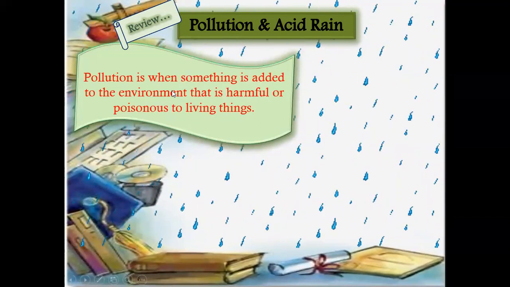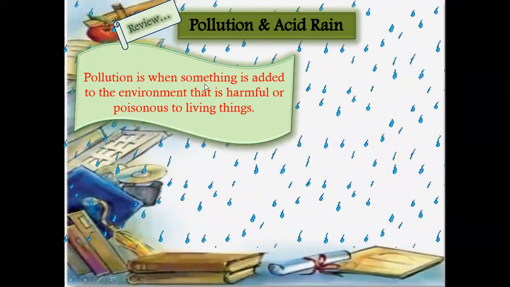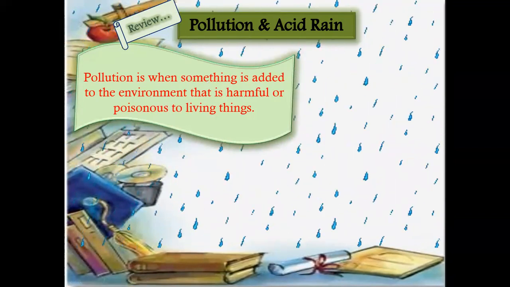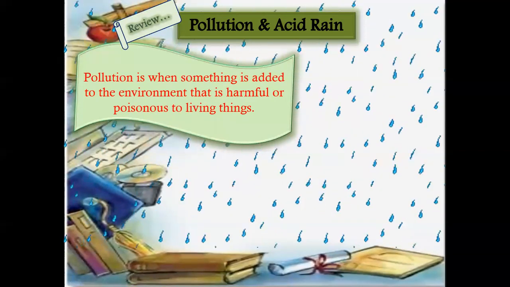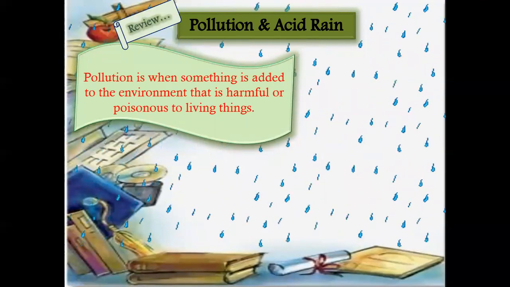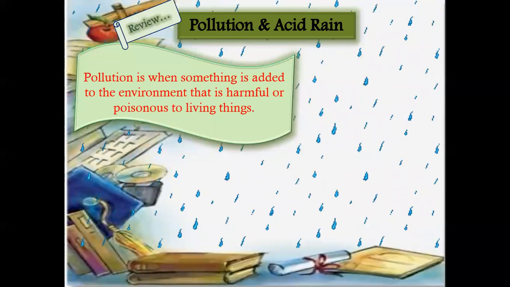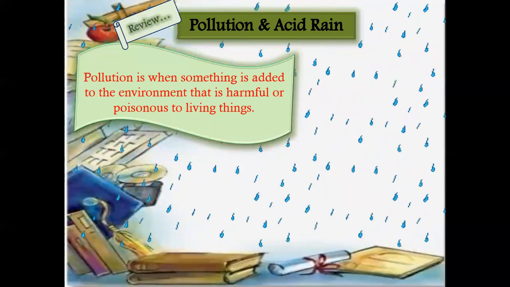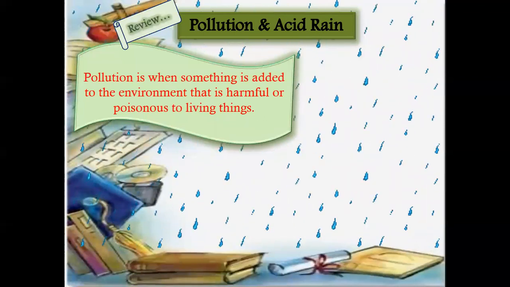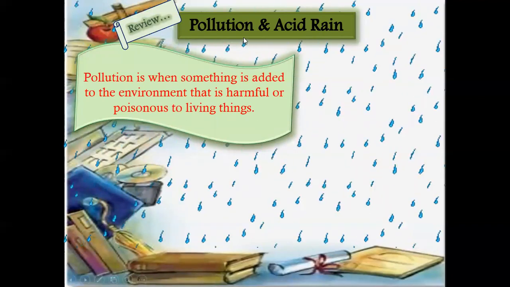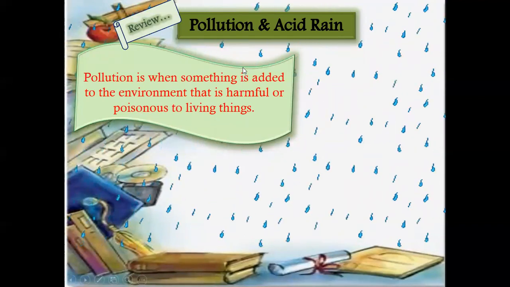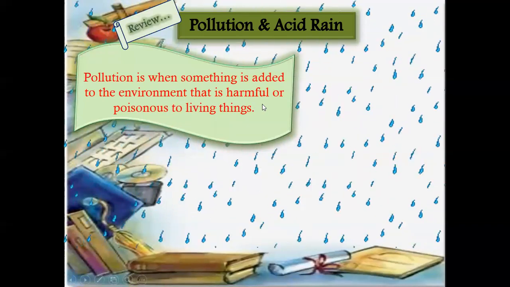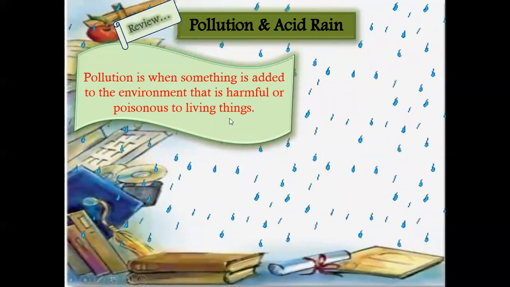Burning coal and oil produces harmful gases such as carbon and sulfur dioxide. Other gases and chemicals come from factory chimneys. When petrol and diesel oil burn in car engines, they release chemicals such as lead, which come out from the exhaust pipes. These chemicals can cause cancer and other diseases. So pollution is when something is added to the environment that is harmful or poisonous to living things.